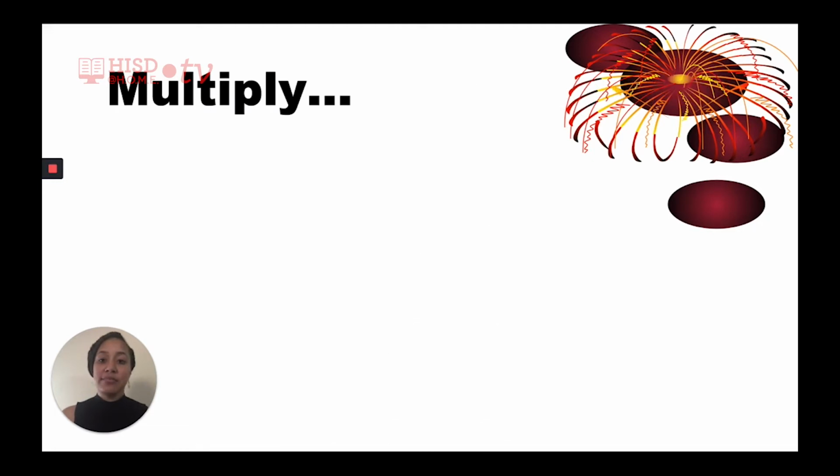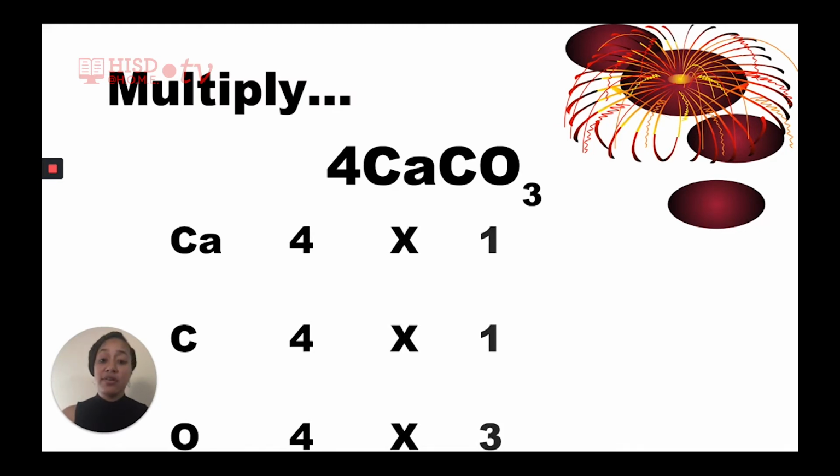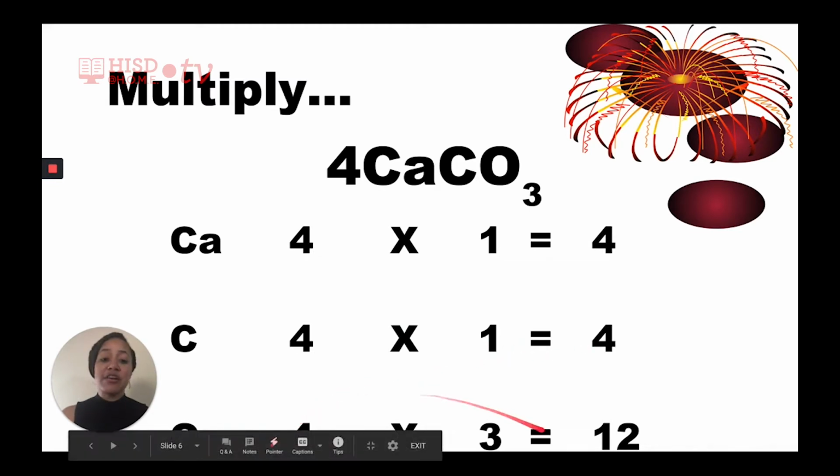Next, we multiply. So again, we have our compound along with our different elements, the coefficient times the subscript, and then our answer. 4 times 1 gives us 4. 4 times 1 again gives us 4. And then for oxygen, 4 times 3 gives us 12.